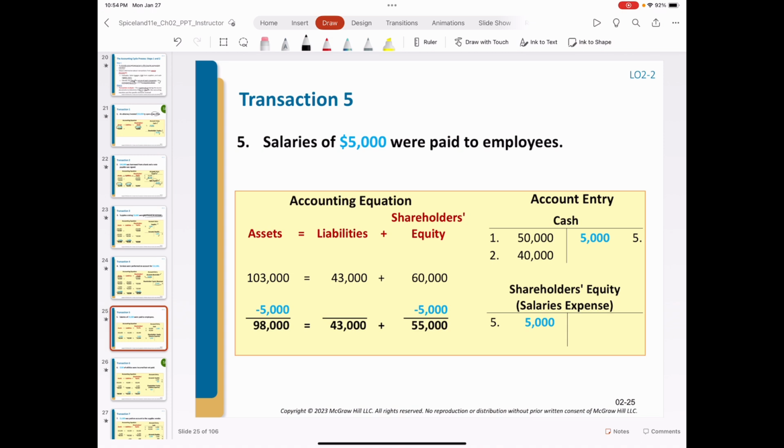Next, salary $5,000 was paid to employees. Because this is a payment, right? It indicates a cash outflow. So assets decrease $5,000. And the expense should be recognized. So expense is a debit account. It reduces stockholders' equity. So we will debit expense accounts or debit stockholders' equity and credit assets, cash.